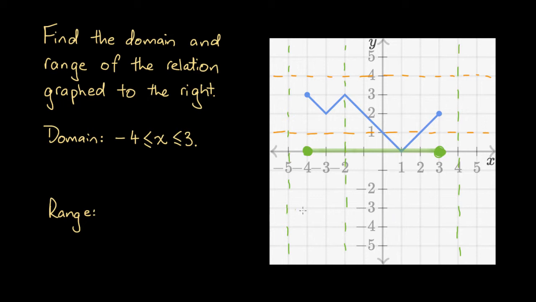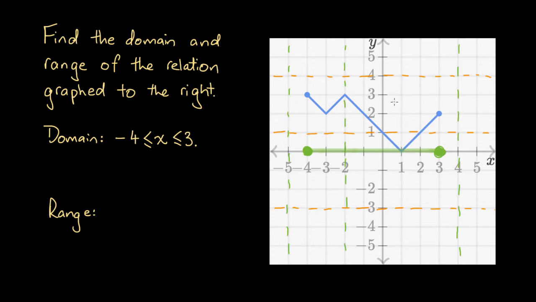Let's consider one more. Let's consider y equals minus 3. If we draw this dotted orange line to the left and the right, again, we see that there's no intersection with this blue jagged line. So there exists no x value we could input into the relation that would output the y value y equals minus 3. Consequently, y equals minus 3 is not a part of the range.